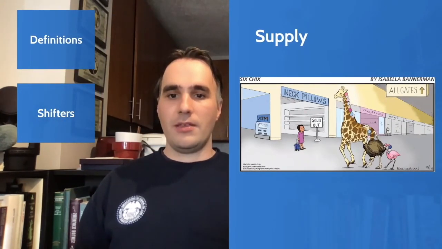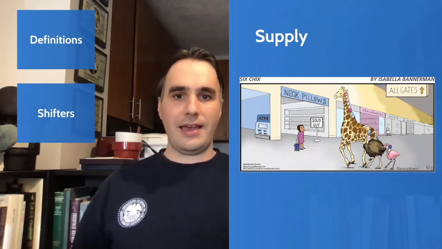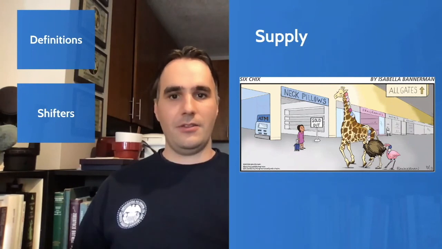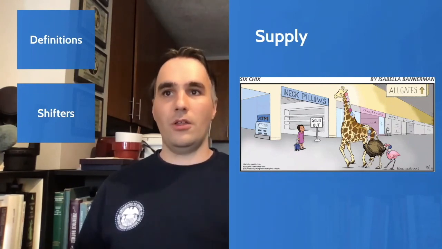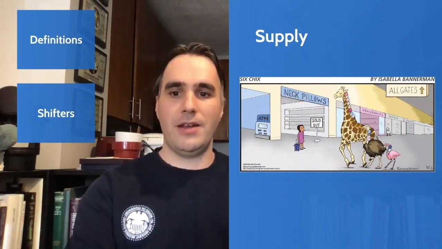Okay. And so now we have both demand and supply. Individually, like I said, they're not that useful to figure out what happens in the market, but we can combine them and talk about what happens in equilibrium.